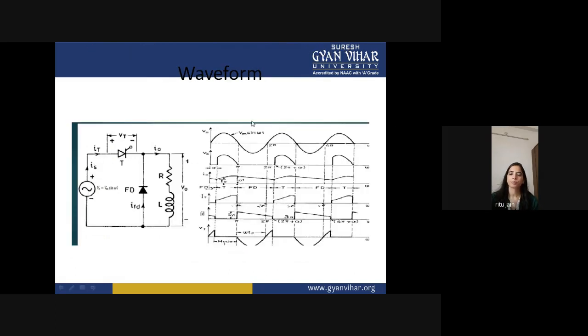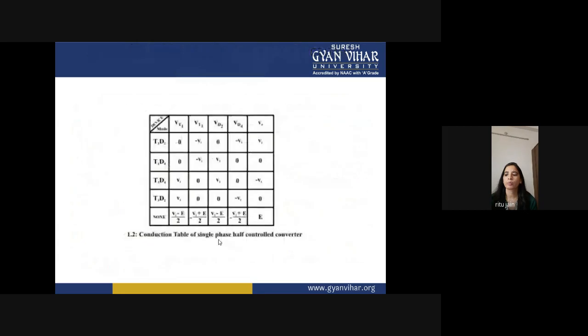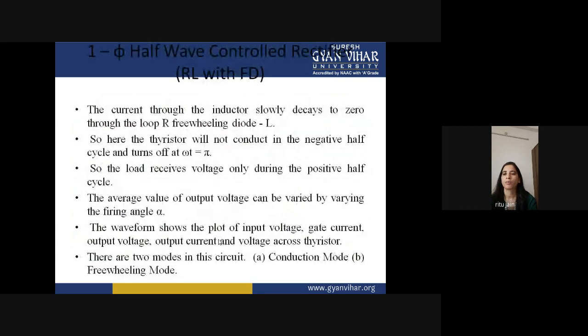This is your input voltage, output current, freewheeling diode, and your thyristor voltage. So I think now it is clear how a converter behaves with RL load with freewheeling diode. Now this is the equation by using which you can do the mathematical analysis of these waveforms.